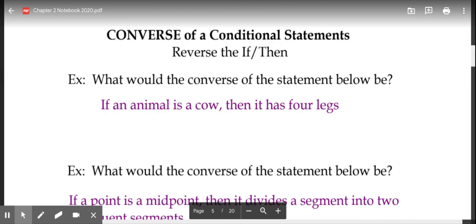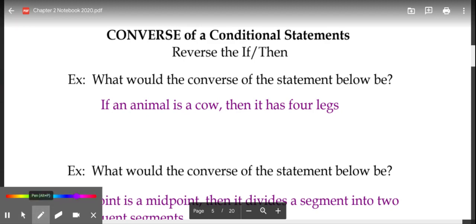So the next part of the lesson is we will form a converse of a conditional statement. So converse. Many students think about shoes, converse. No, we will not talk about shoes. Converse is basically you reverse if and then. So in the first example, I have if an animal is a cow, then it has four legs. So your job is to form a converse of the statement. Again, how do you form converse? You switch if and then.